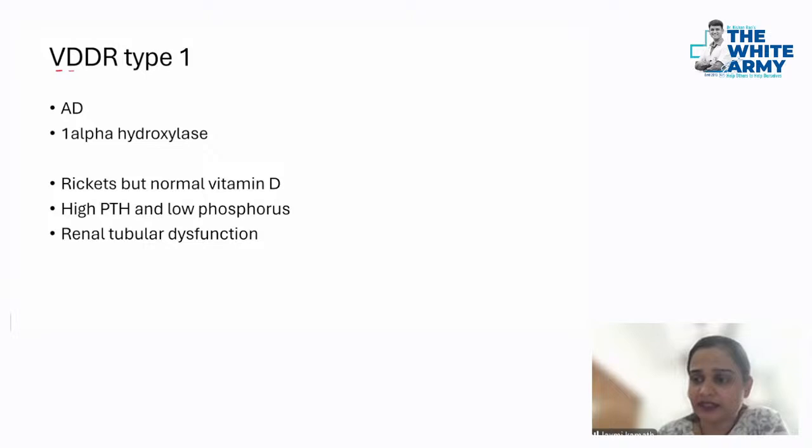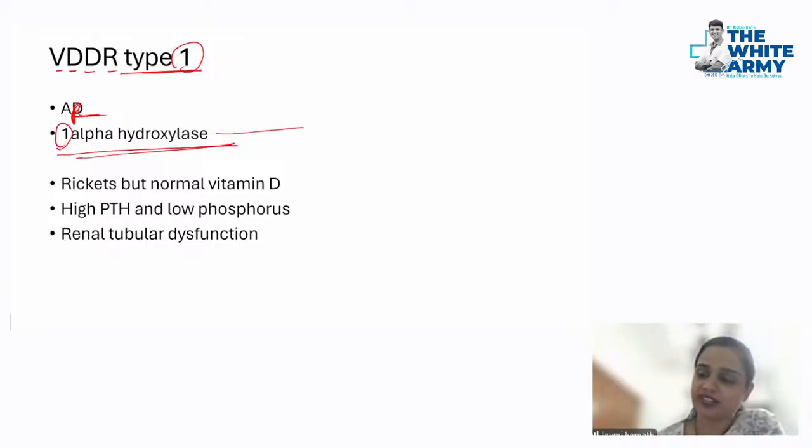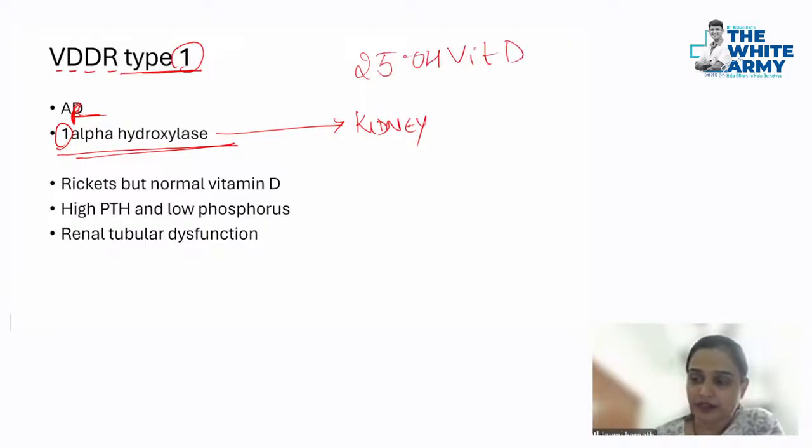So vitamin D dependent rickets type 1. This is autosomal recessive, that is 1-alpha hydroxylase deficiency. So now where is this enzyme? This is in the kidney. So that means there is only production of 25 hydroxy vitamin D, so they will get rickets features but normal vitamin D.